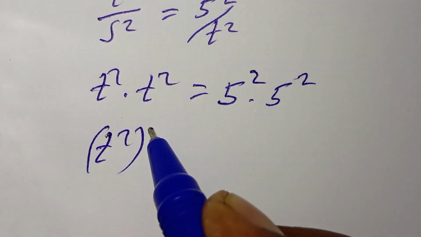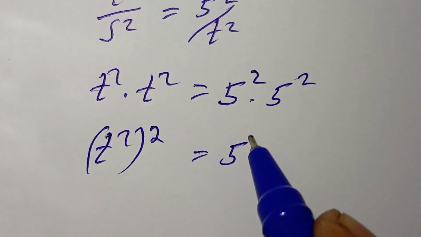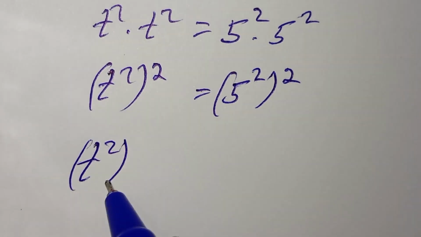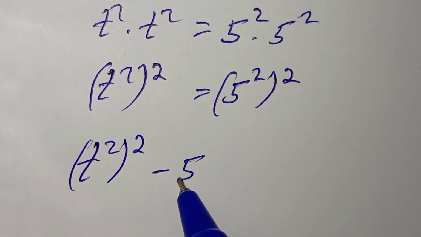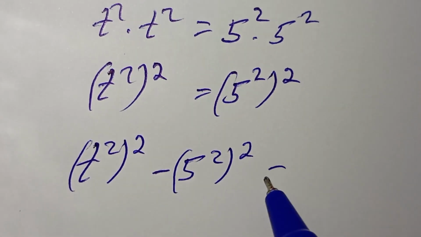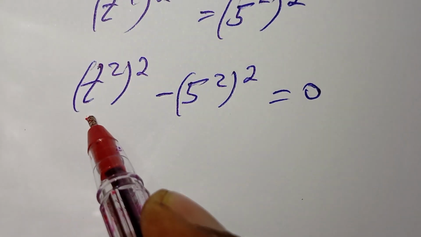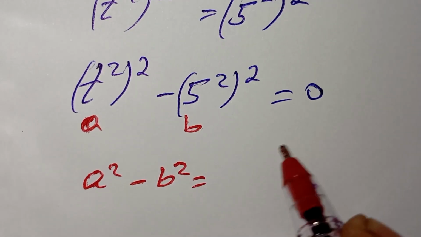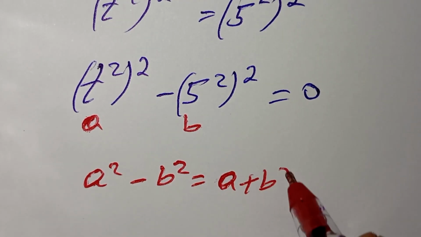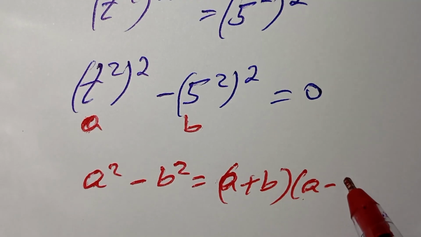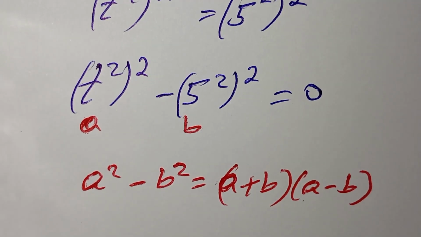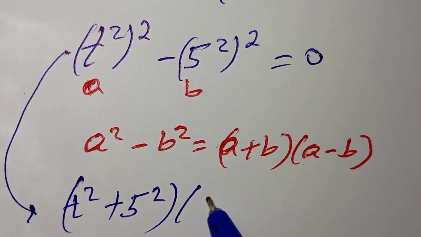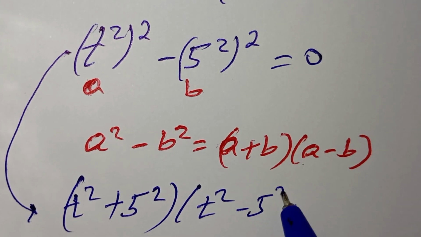t squared is equal to 5 squared. t squared minus 5 squared is equal to 0. If it is a and if it is b, a squared minus b squared is the same as a plus b times a minus b. So based on this, t squared plus 5 squared times t squared minus 5 squared is equal to 0.